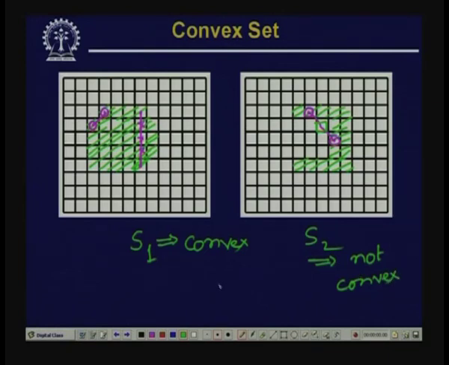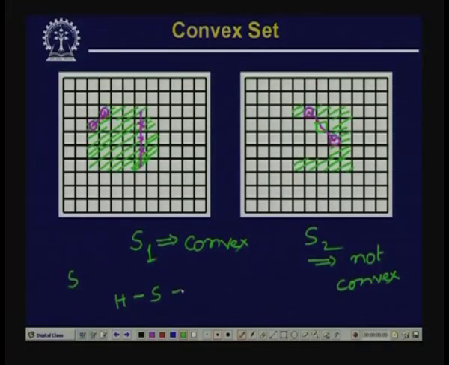Right. So, given a set S, the convex hull of this set S will be the minimal set containing set S which is convex. That is how we define convex hull. Given any set S, the set S may be convex or it may not be convex. So, a minimal point set that contains set S and which is convex is called the convex hull of set S.